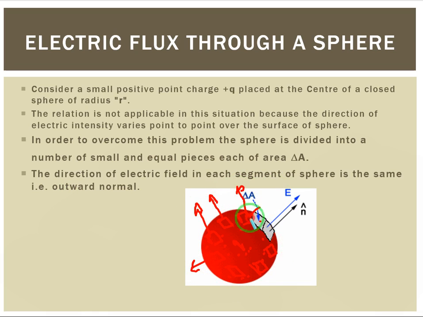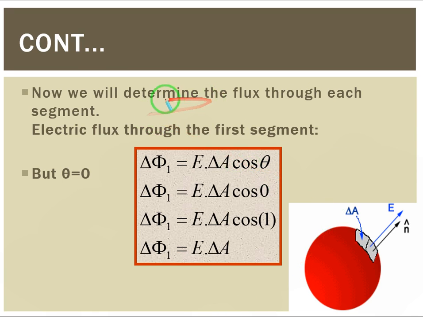Okay, so let's see, we are taking this piece of area, and we are going to find out the flux. So now we will determine the flux through each segment, and this segment we selected, we need to find the flux of this segment. And at the end we add all the pieces. So electric flux through the first segment, this is a segment which we call A. This is the unit vector of area, and this is electric field. So flux 1 is equal to E dot A cos theta.